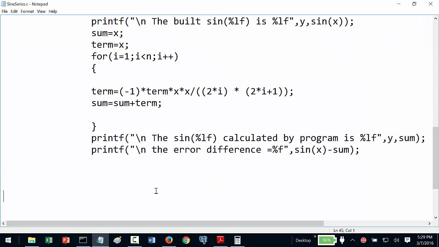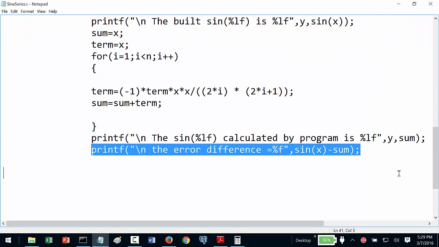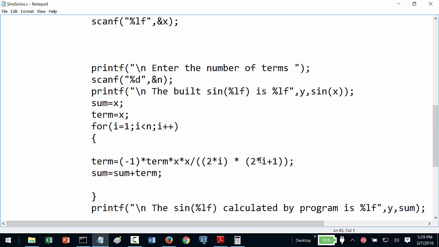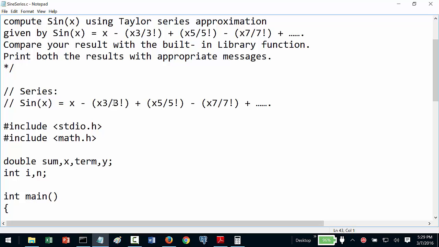So hope that you understood this logic. This I have only made to see the error difference between our sine of x and the sum. So that was the whole idea. Okay, so hope that you understood this code. Please, if you have not understood, go back to the video, rehearse it properly, and then we will take it forward from there.